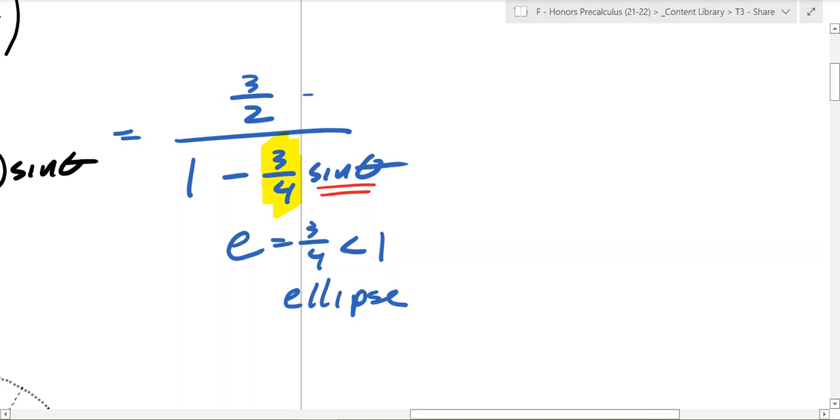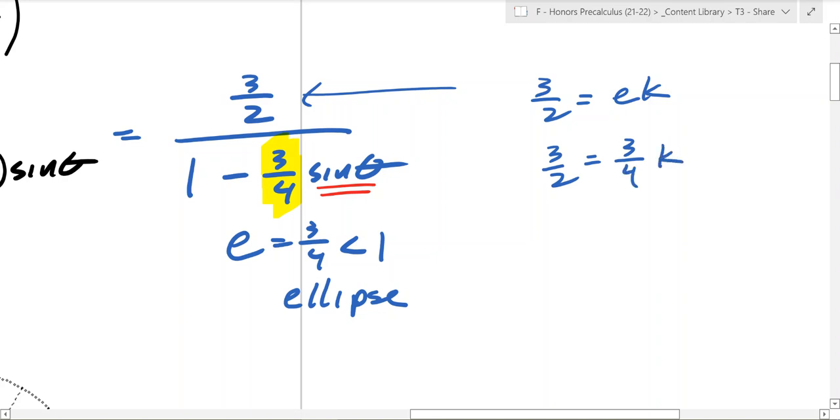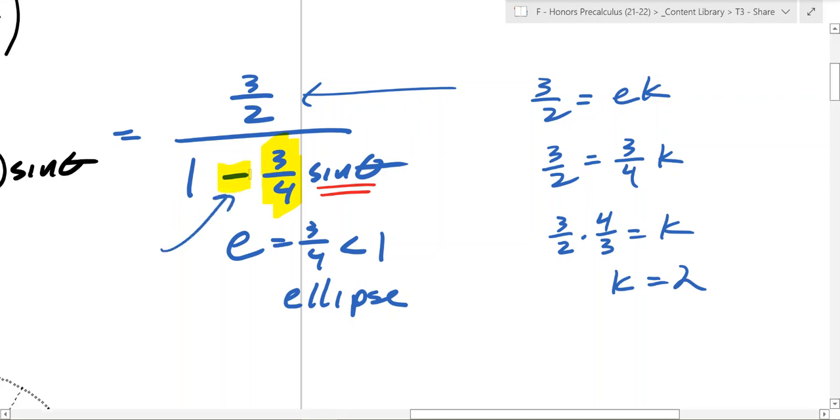And we know that this right here, the top, 3/2, is going to be equal to e times k. So when we do this, you end up with 3/2 is equal to 3/4 times k. So you multiply this out and you end up with 3/2 times 4/3 is equal to k. So you get k is equal to 2. So in this case, because it's a minus sign right there, we know that the directrix is going to be y is equal to negative 2.